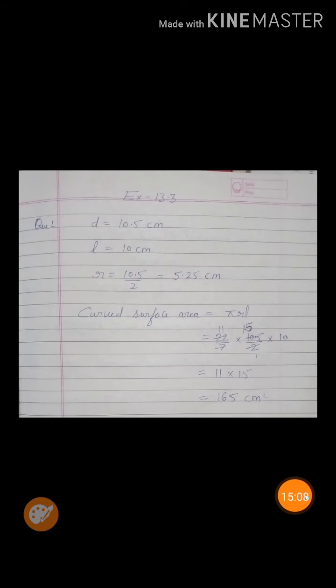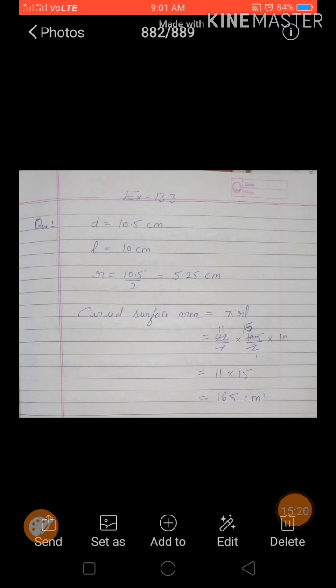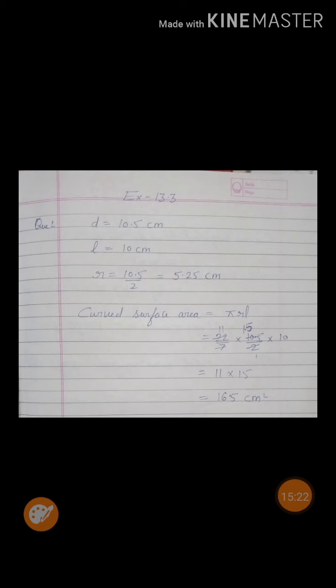Now come to the exercise 13.3. I'm reading the question number first. Open your book and read the question number first. Diameter of the base of a cone is 10.5 centimeter and its slant height is 10 centimeter. Find its curved surface area.